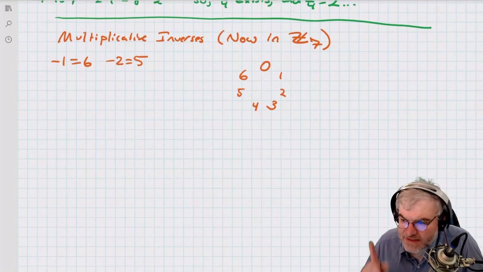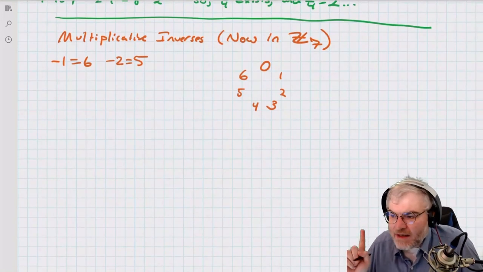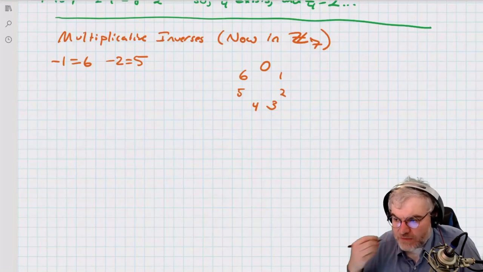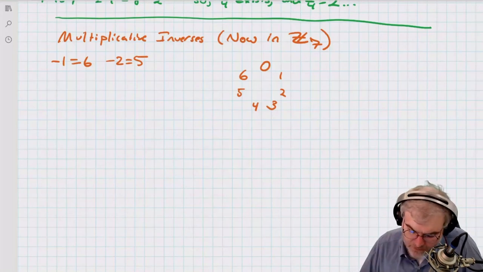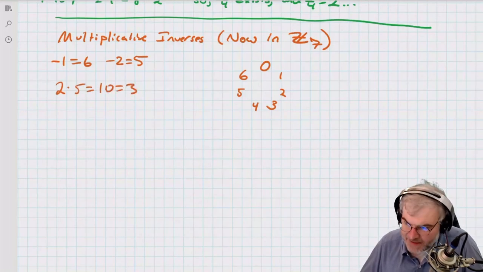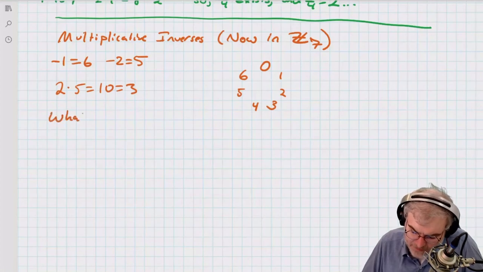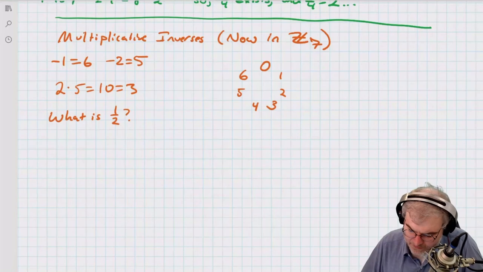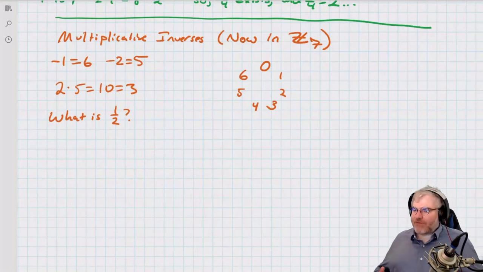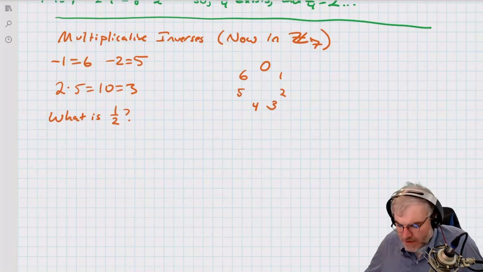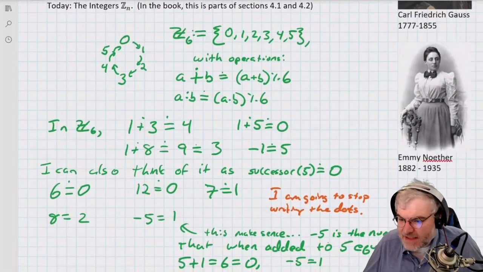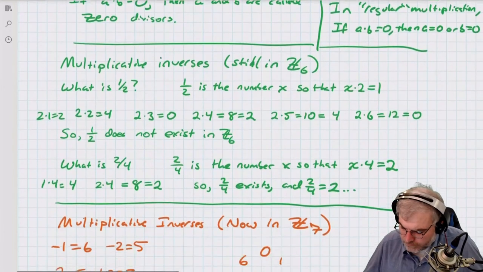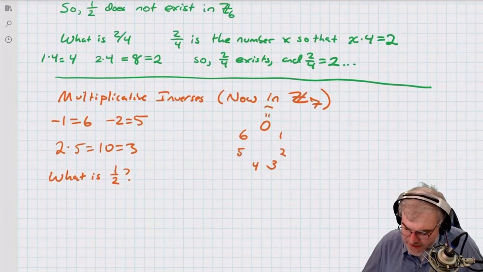Let's look at Z7 though. Z7's a little different. I've added one number to this, right? So now we're dealing with integers modulo 7. Two times 5 equals 10 equals 3. Now, what is 1/2? It's integers modulo 7. So just like there was no 6 here, 6 is 0. So there is a 7. It's just 0. 0 equals 7.